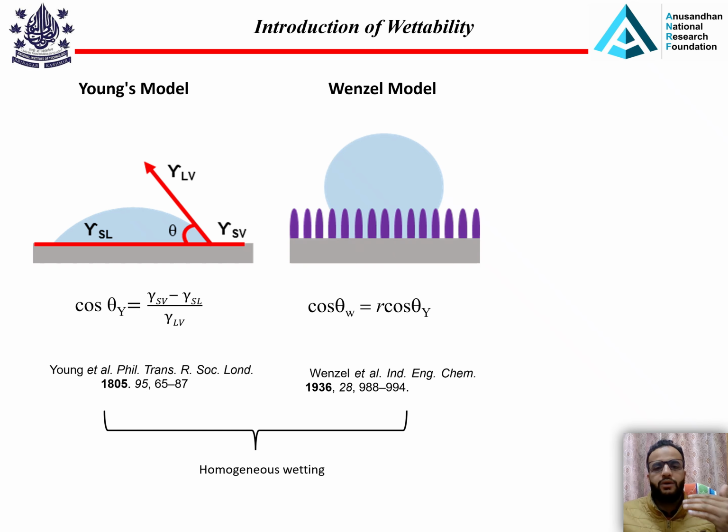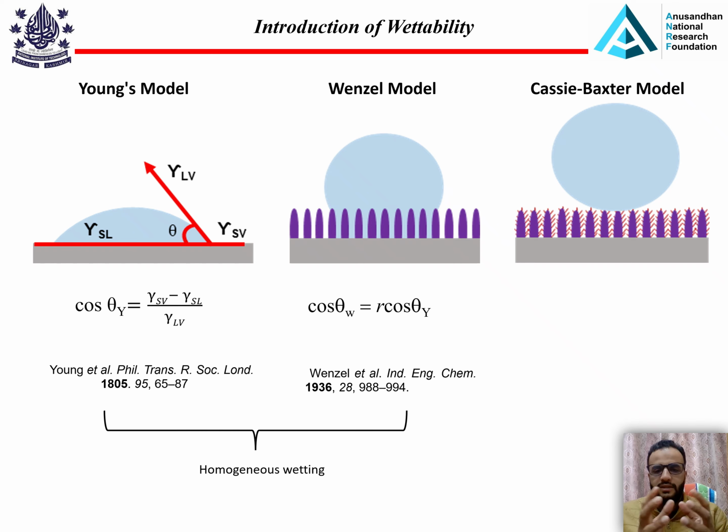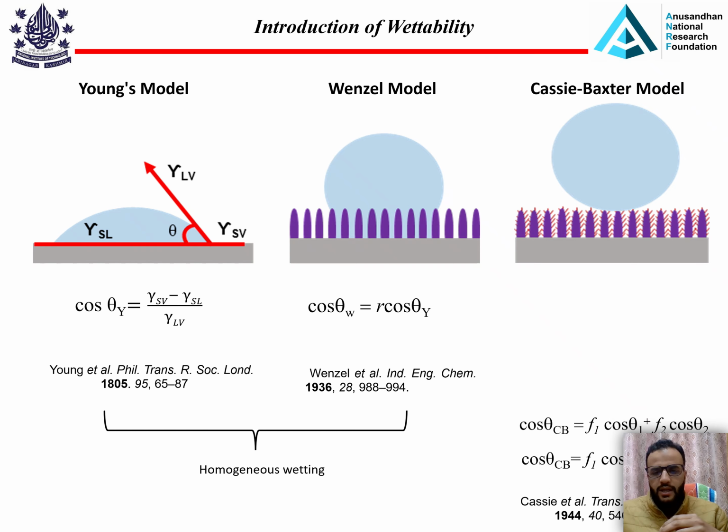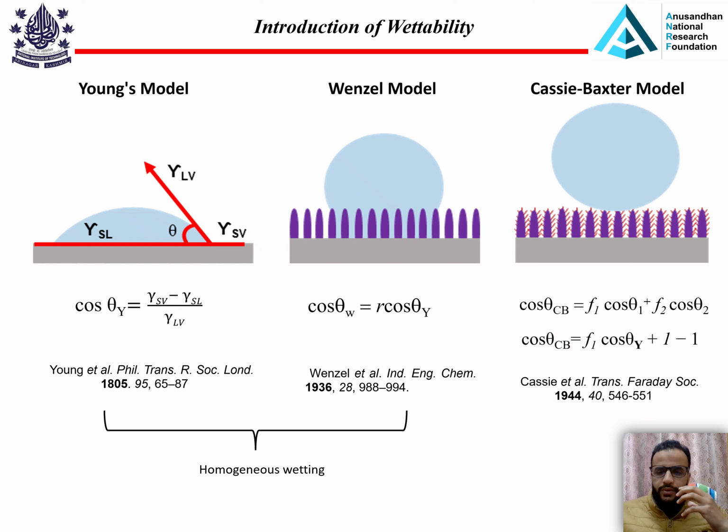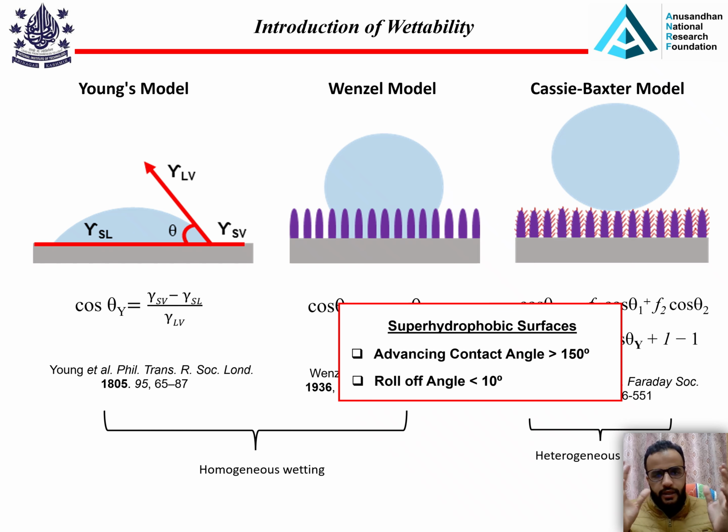When the liquid droplet has a very high contact angle on the surface, it is explained with another model, called the Cassie-Baxter model. In this model, contact angles above 150 degrees, which we call super hydrophobic, are explained. We call it a heterogeneous wetting model, because the liquid droplet doesn't have direct contact with the solid surface because of the trapped air in between the rough structure or the micro nano texture. When the contact angle is above 150 degrees and the roll-off angle or sliding angle is less than 10 degrees, those surfaces we call super hydrophobic surfaces.